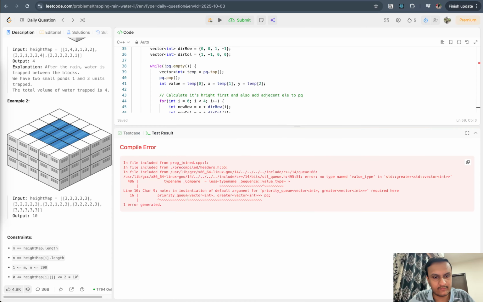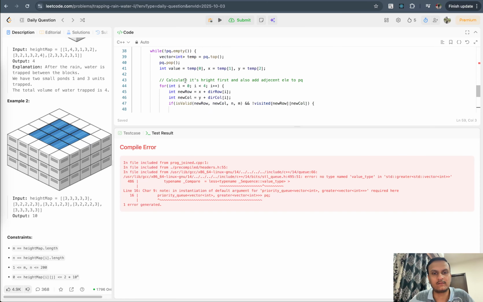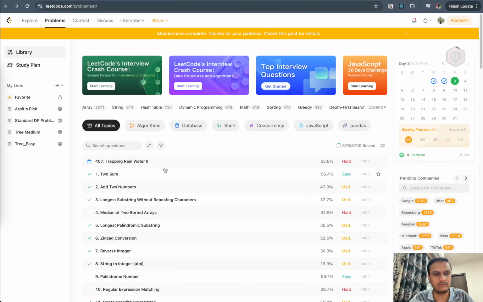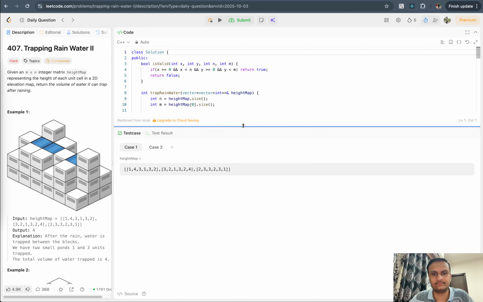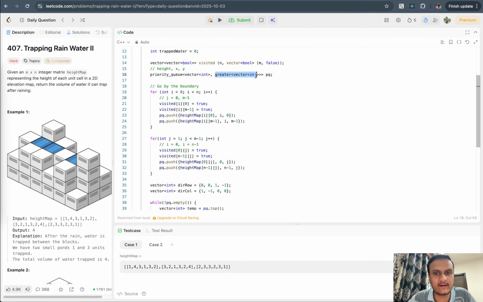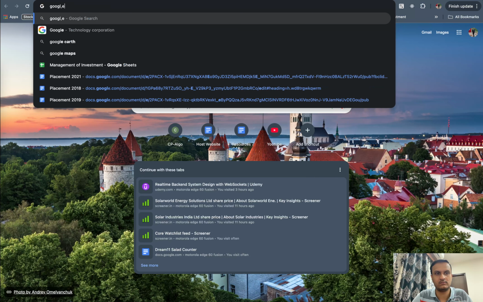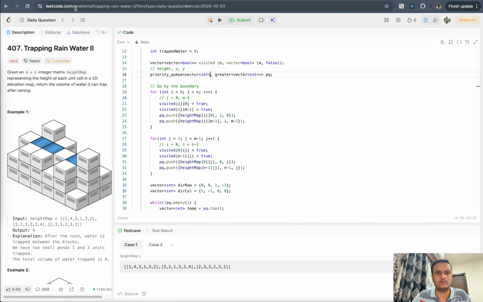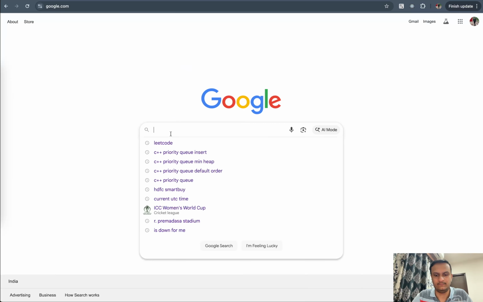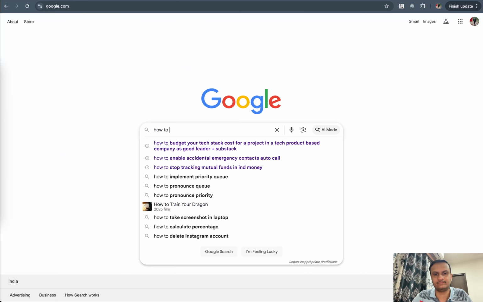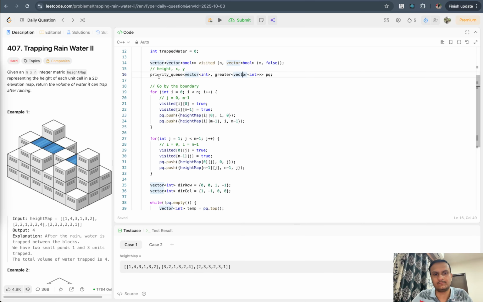Errors are part of life. Okay, I got it. There is nothing like greater than vector of int. Okay, let's Google it. Greater vector. Okay, how to, how is this one?